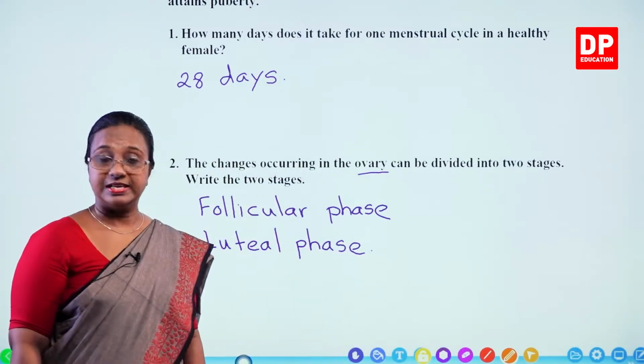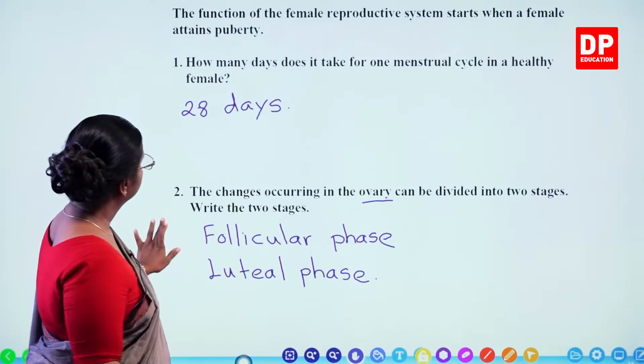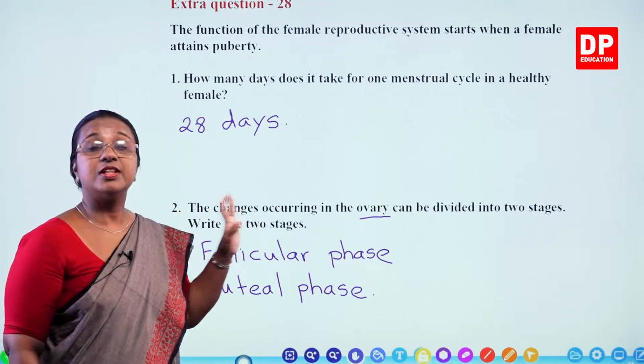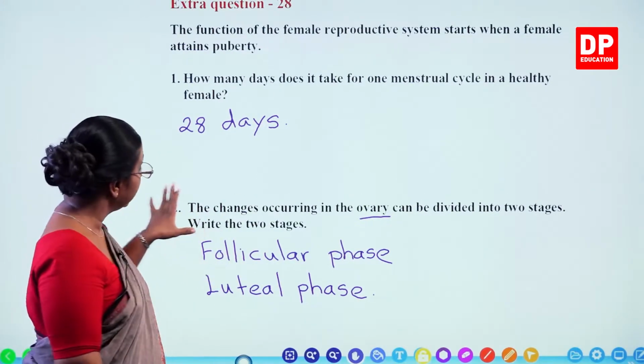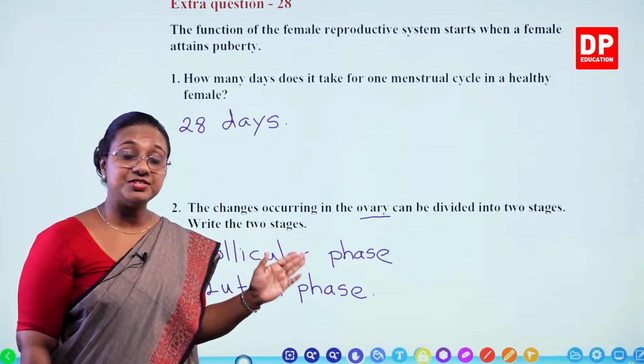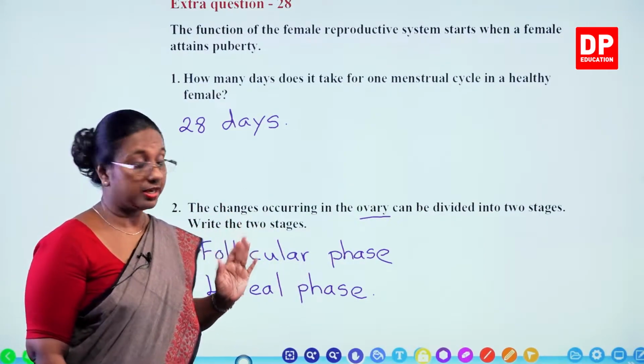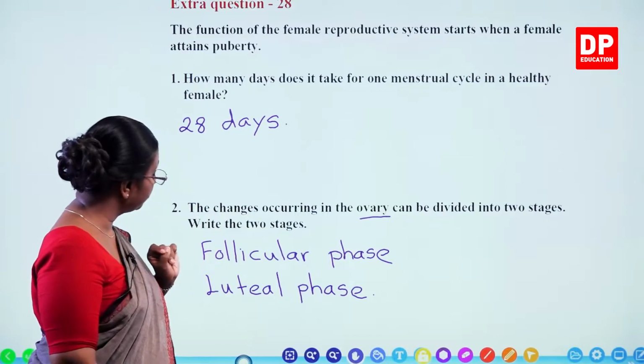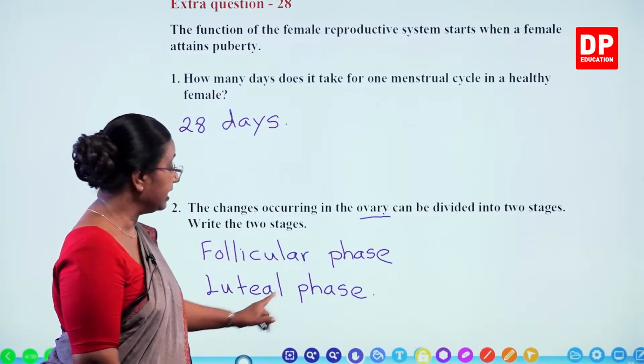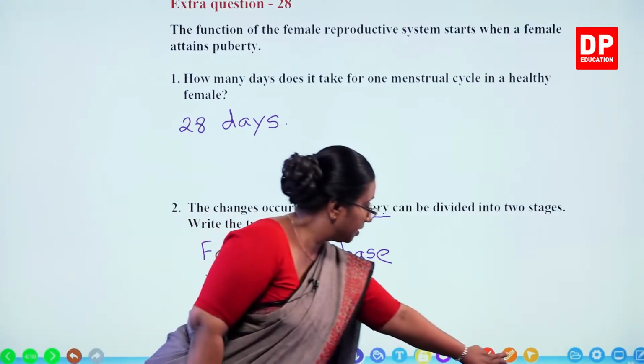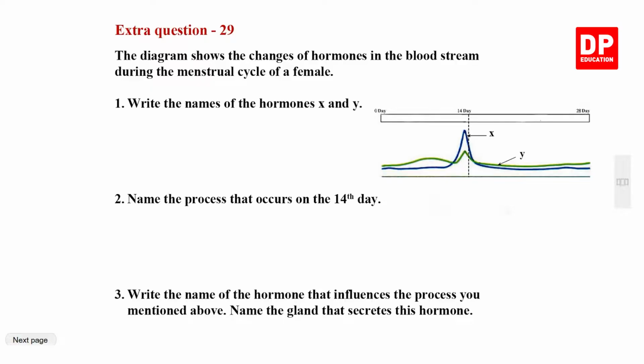Those are the 2 phases. So it takes 28 days for the completion of a menstrual cycle. During the cycle, there are changes in the ovary and the uterus. Inside the ovary, there are 2 phases, follicular phase and luteal phase. So then we can move on to the next question.